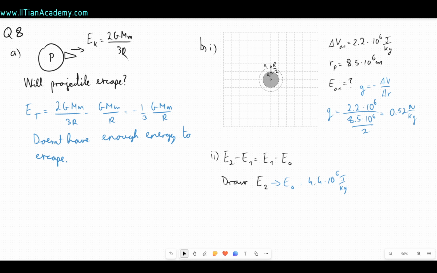We know the formula for potential is simply minus GM over r. So what we know is that the radius will have to double so that the potential is a half. The current distance from the center of the planet for E1 is 3r over 2, and at this line we have 2.2 times 10 to the 6. Now we need to find at which distance from the center we will have a potential difference between E2 and E0 of 4.4 times 10 to the 6.